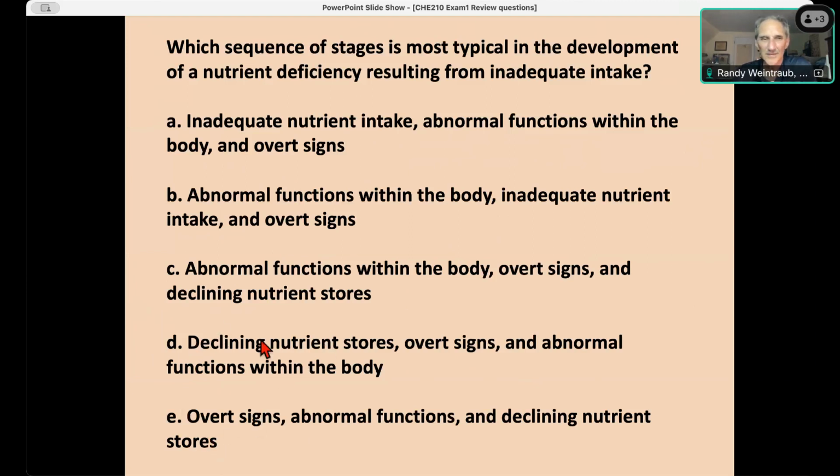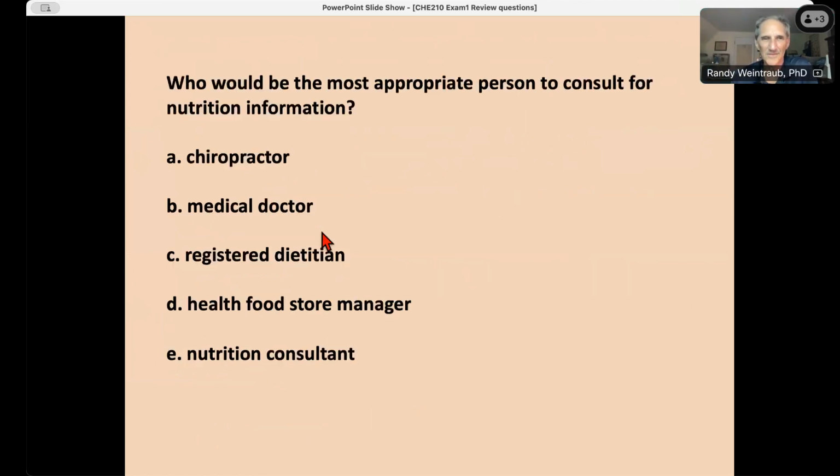Declining stores, yes, and you wouldn't see this fast. You wouldn't see that fast either. So it's between no adequate nutrient, okay, so this is a sign. So inadequate intake, and then some abnormal functioning, and then only later on in the progression of a deficiency do you see overt signs. That's the point there.